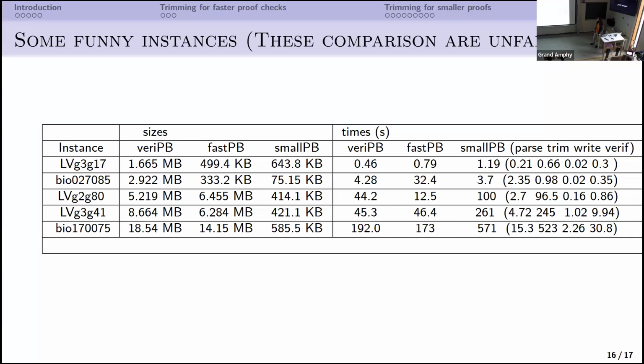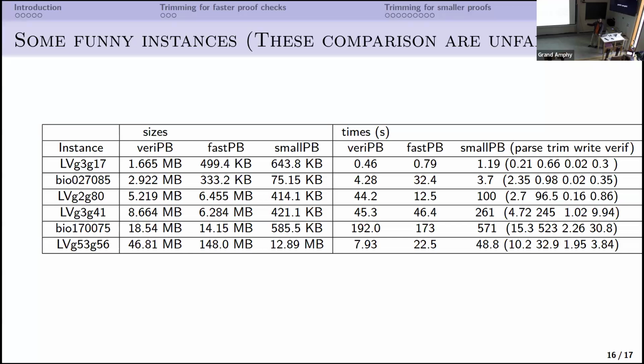And I have two more. This is an instance that's not that big: 18 megabytes is reasonable, and the small proof is 500 kilobytes, but it still takes 30 seconds to check. And then I have another extreme example where the fast PB proof is 100 megabytes bigger than the original PB proof. So take that with a grain of salt.